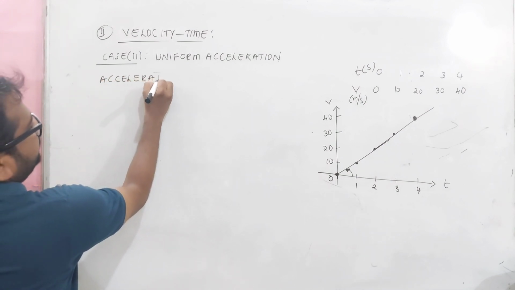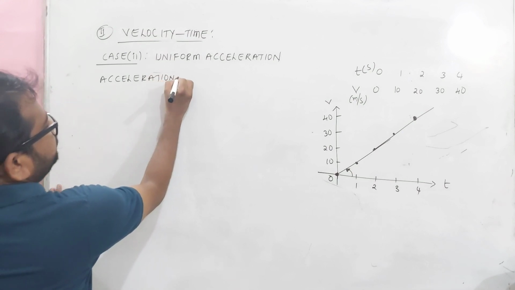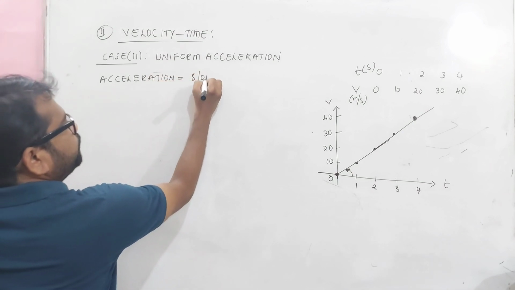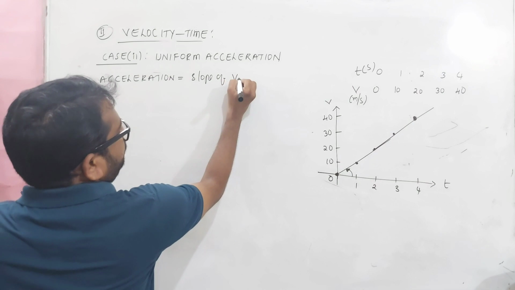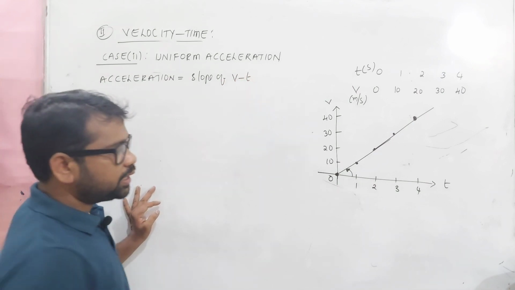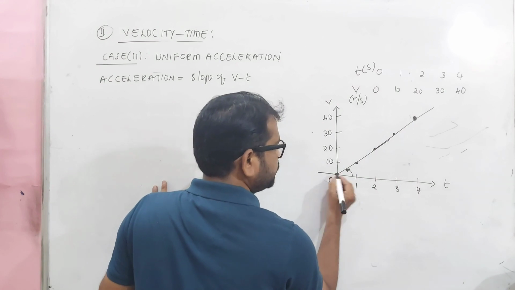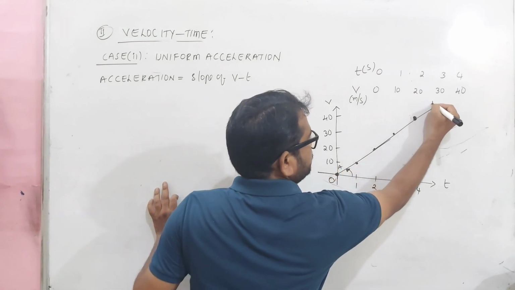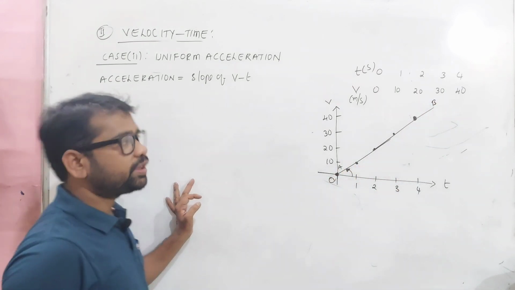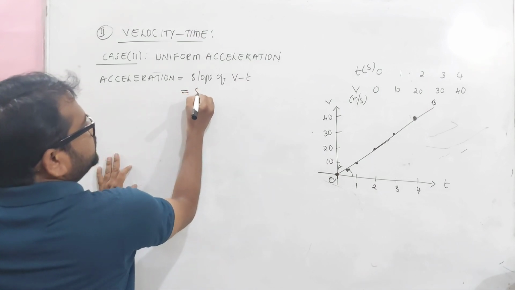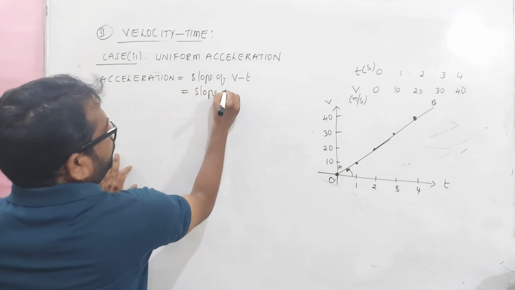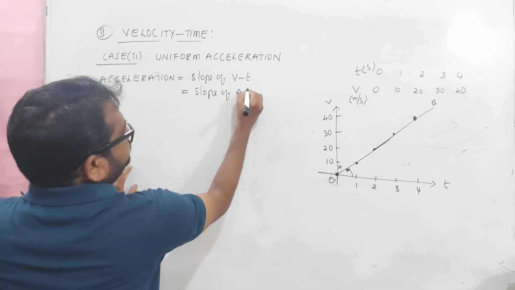Acceleration. Children, how can we calculate the acceleration? By finding the slope of the velocity time graph. Let us name it OA, or else, since O is the origin, let us name it AB. So we need to calculate the slope of the AB line.